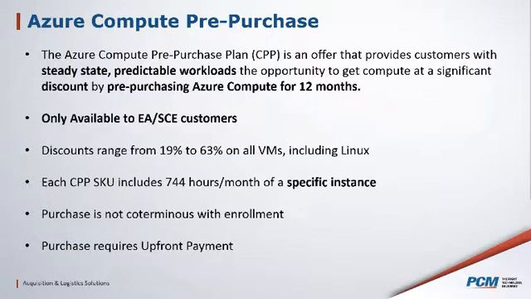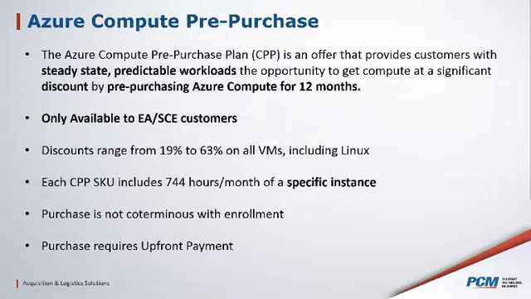Basically what it allows you to do is get reserved instances, if you're familiar with that term for something like AWS. So if you know that you're going to be running this size machine in this location for a year, you can get substantial discounts depending on machine size, either Windows or Linux, on IaaS boxes by making a commitment up front to running that machine for 12 months. For EA and SCE customers, it's not coterminous with your enrollment. If you buy it now, it is in effect for 12 months because that's what you've purchased, and it does require upfront payment.